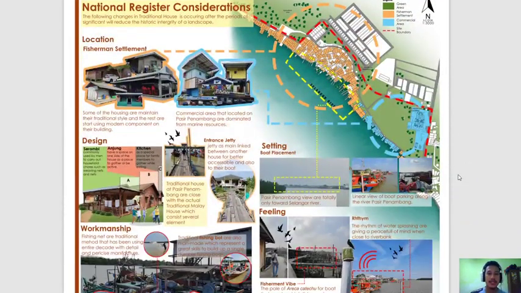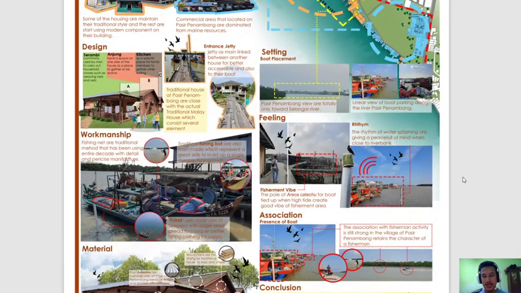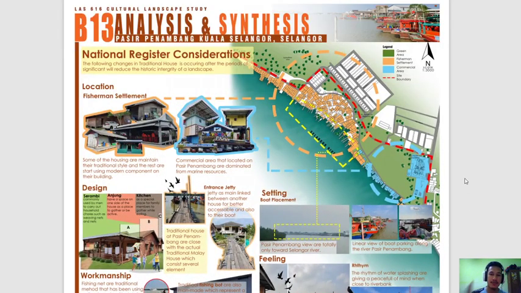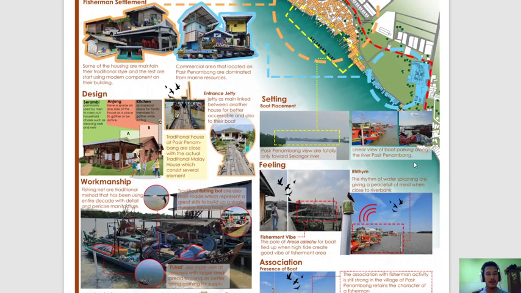Next, the National Register consideration consists of seven: location, design, workmanship, material, setting, feeling, and association. For the location, there are two types of location, which are fisherman settlement and commercial settlement. For the design, for the traditional house, I include three parts of the house.